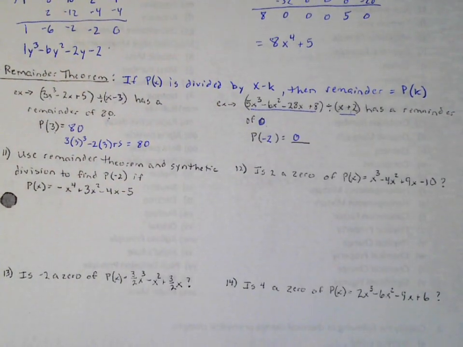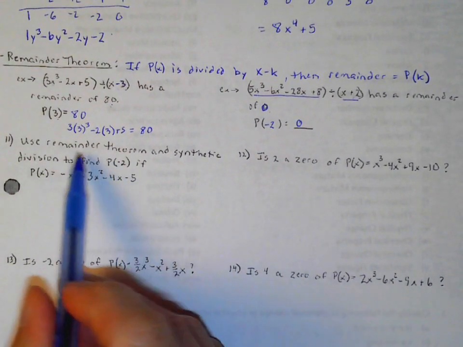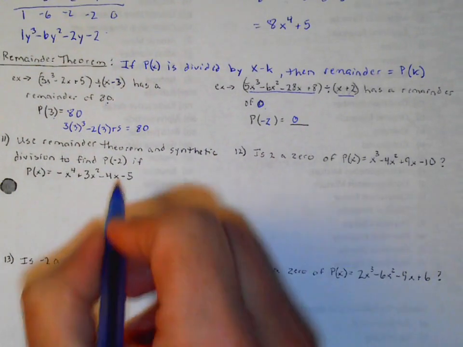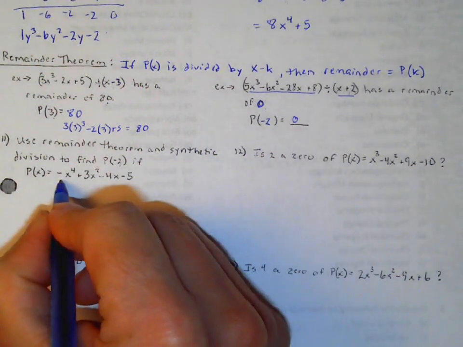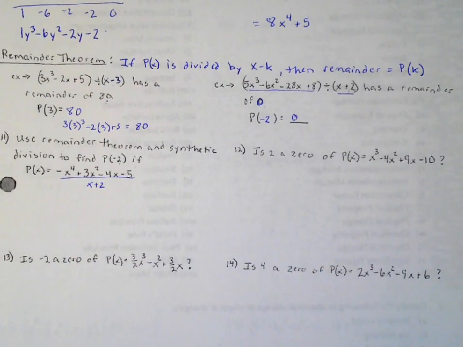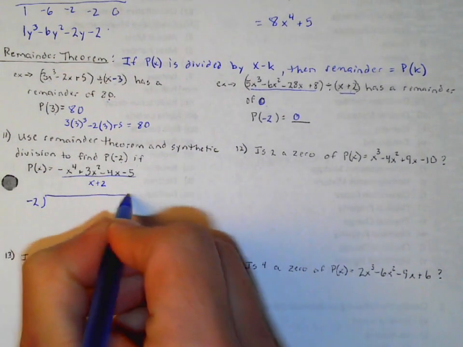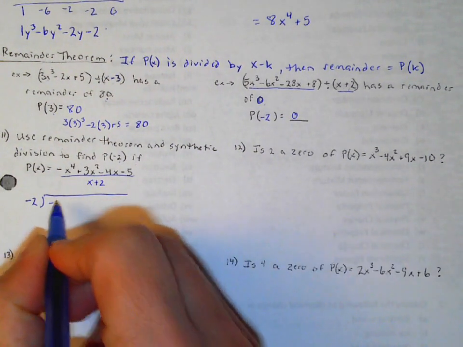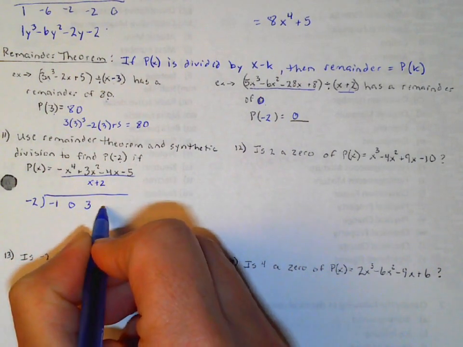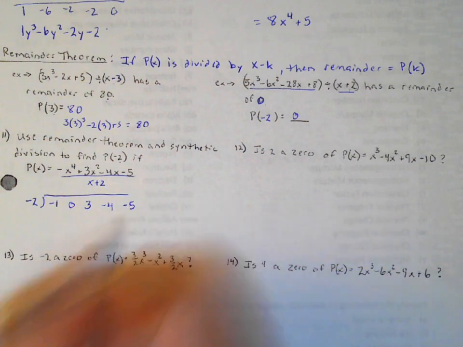Okay, so that's kind of a neat little remainder theorem there. If I use the remainder theorem and synthetic division to find p of negative 2, I want to divide this by x plus 2, right? Let's divide it out using synthetic division. So it's negative 1x to the fourth, 0x to the third, minus 3x squared, 4x, and minus 5.